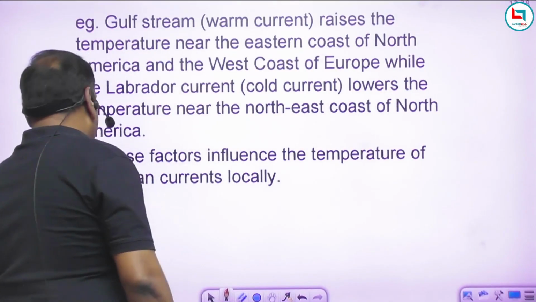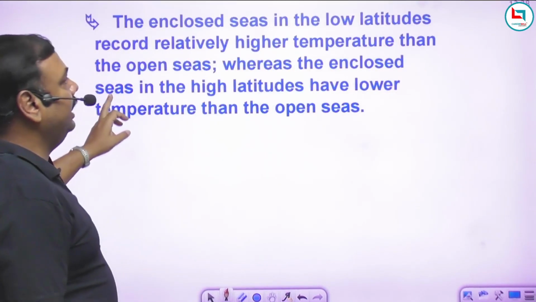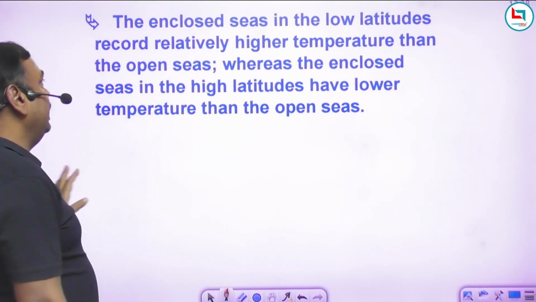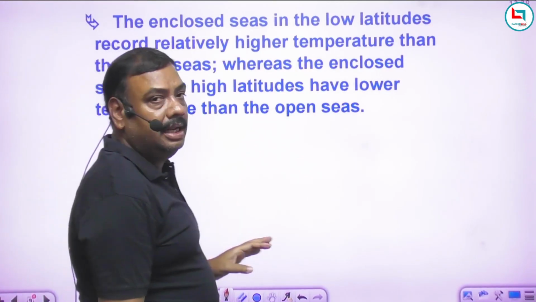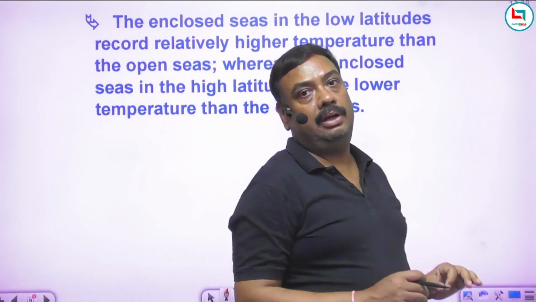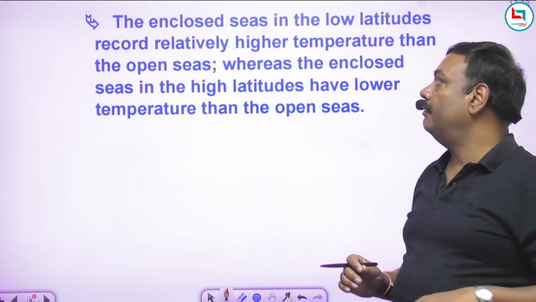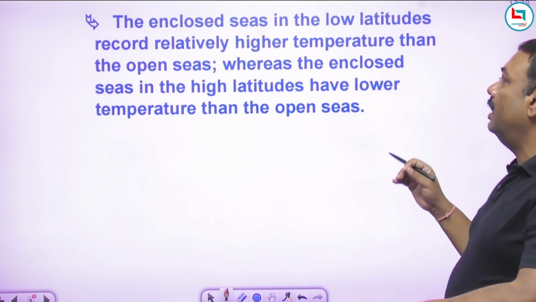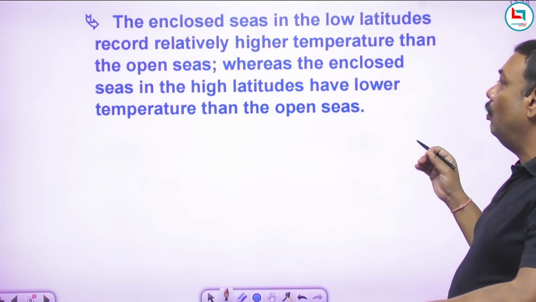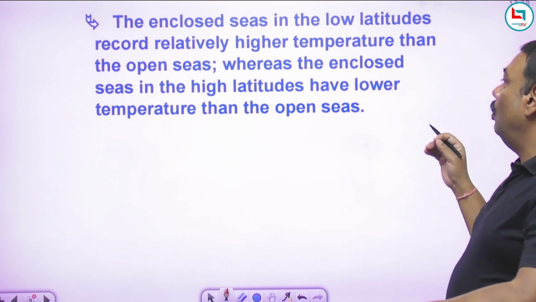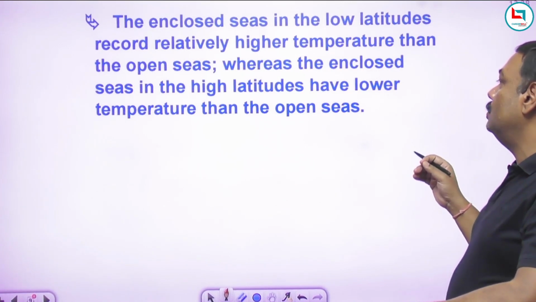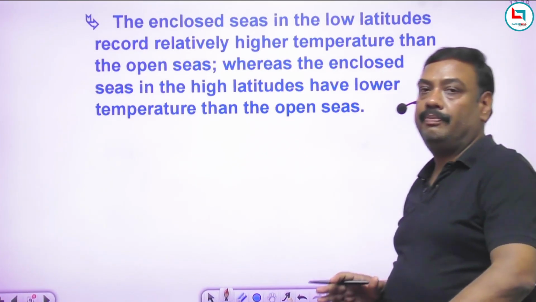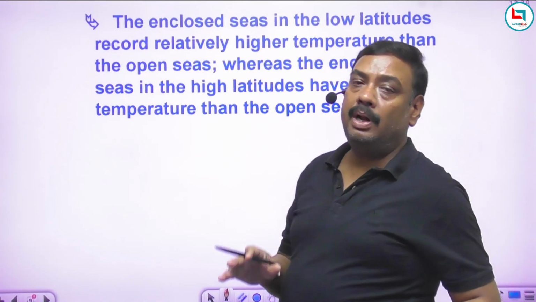Okay. Now come to one more thing which is also important here. A very important statement is this, and consider it very carefully. What is written here? The enclosed seas in the low latitudes record relatively higher temperature than the open seas, whereas the enclosed seas in the high latitudes have lower temperature than the open seas. Very important statement.